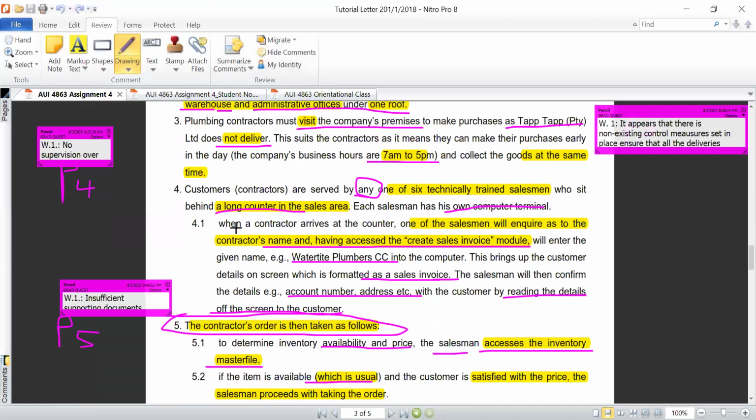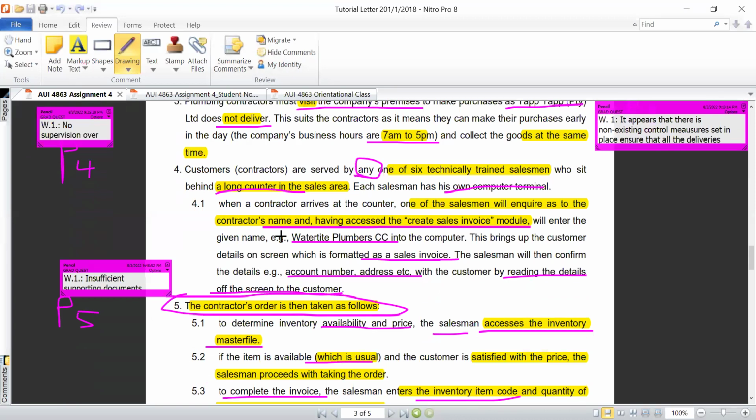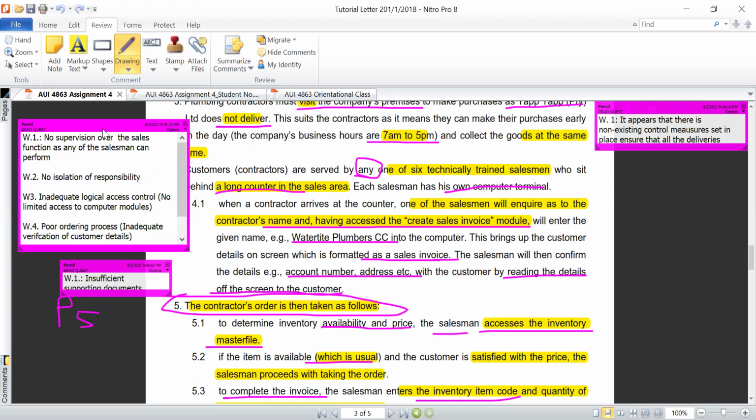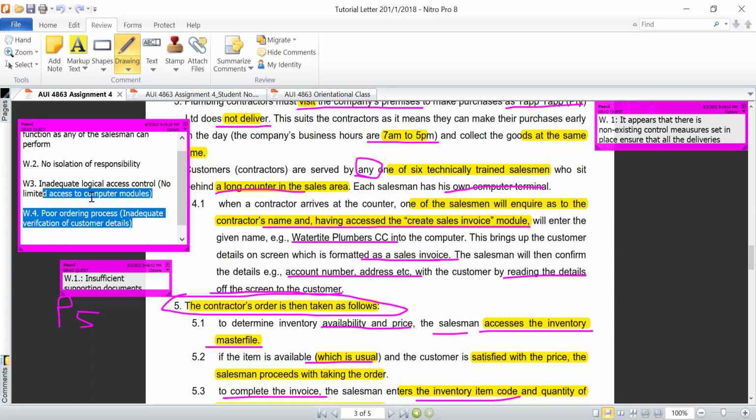Okay. Number 4, I may not finish everything, guys, but what am I trying to show you? I'm just trying to show you how you can identify weaknesses. And I want you to notice from almost all these weakness statements that I've been giving you so far, I am stipulating that something is not there. Meaning to say there's no supervision over the sales function, for example, no isolation of responsibility, or if a control is existing, I stipulate whether it's achieving the task or not. In this case, I identified that there was inadequate logical access controls. But let me just read it so that you can make sense of this.